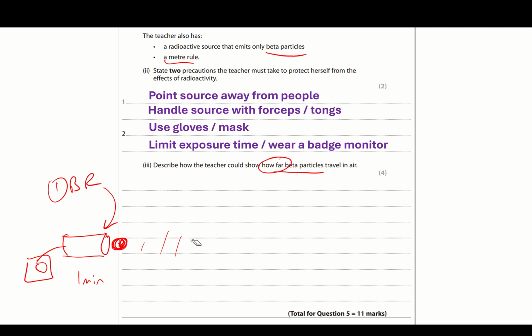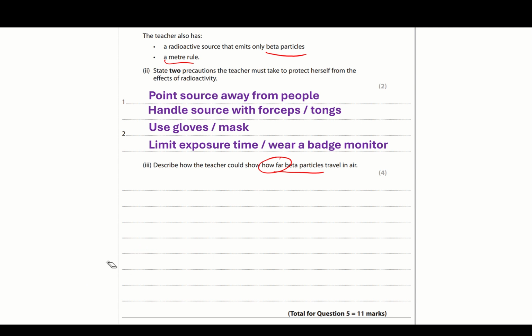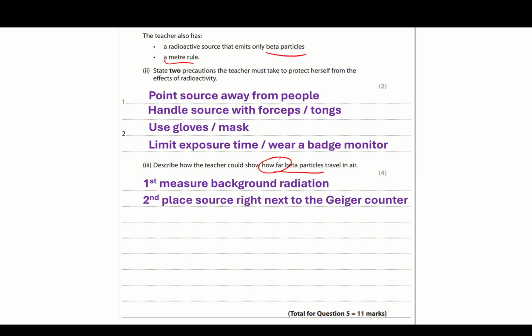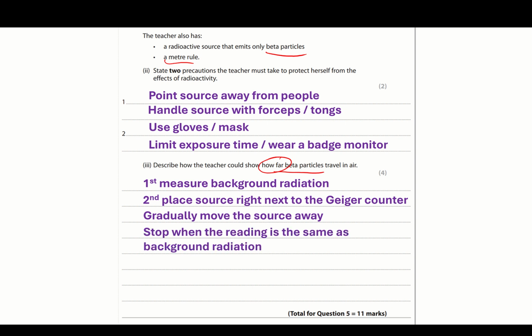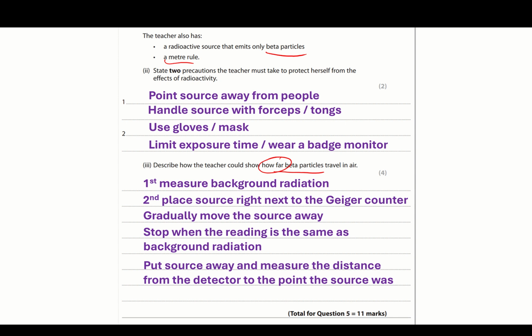So now let's turn that into full sentences. That's the basics. Always, always, always with radioactivity, just make sure you mention getting background radiation first, so I've got a comparison, because the environment around us is radioactive. So first, measure background radiation. 1 easy mark. Next one, place the beta source right next to the Geiger counter. Next one, gradually move the source away, and we're just going to count the counts every minute. Stop when the reading is the same as background radiation. Clearly, there is no more beta now, it's just the radiation in the air. Put the source away and then measure that distance using a ruler.